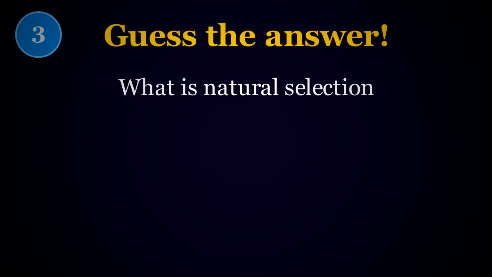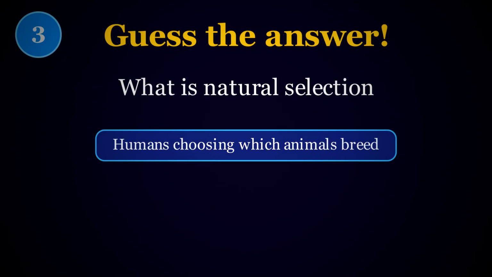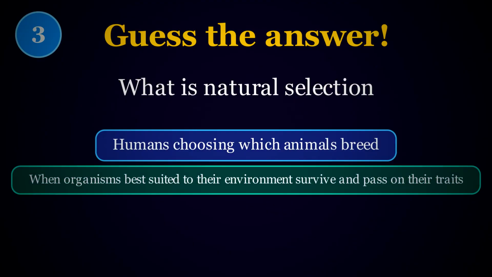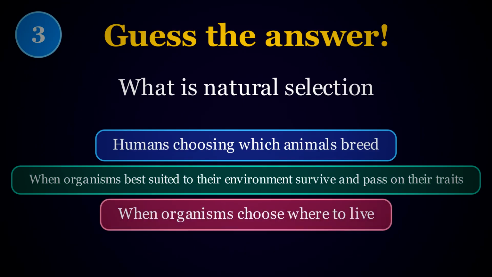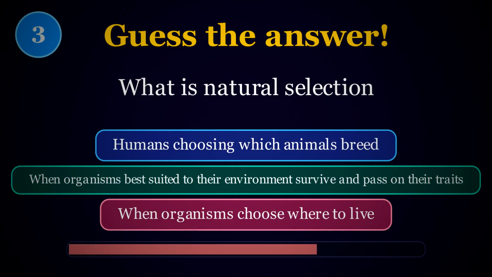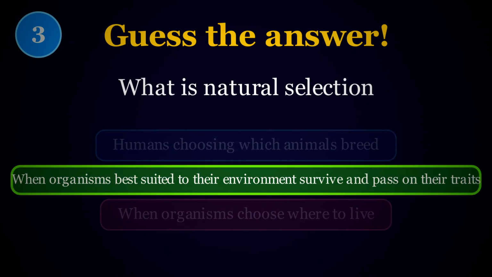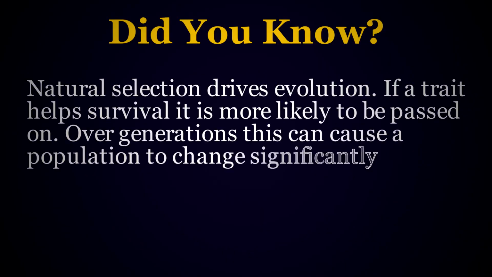What is natural selection? Humans choosing which animals breed. When organisms best suited to their environment survive and pass on their traits. When organisms choose where to live. The correct answer is when organisms best suited to their environment survive and pass on their traits. Here's a nugget of wisdom: natural selection drives evolution. If a trait helps survival, it is more likely to be passed on. Over generations, this can cause a population to change significantly.